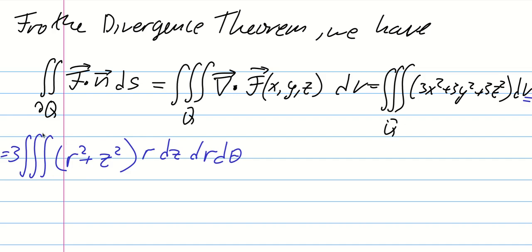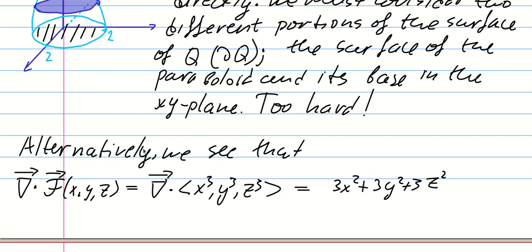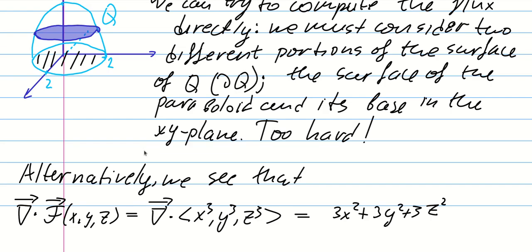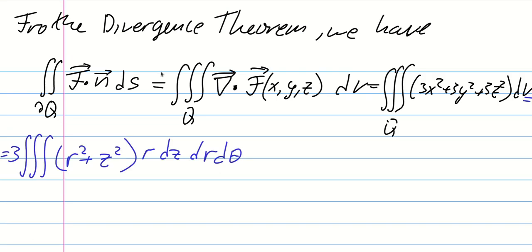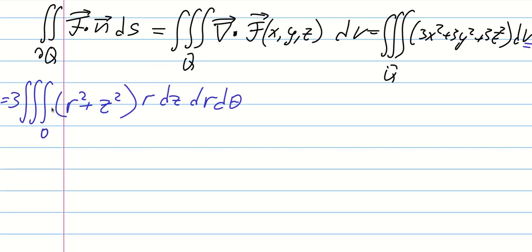Now we have to trace our values. Our radius is changing from 0 to 2. So we put it for the dr, so it's over here in the second one. Then our angle changes from 0 to 2 pi.